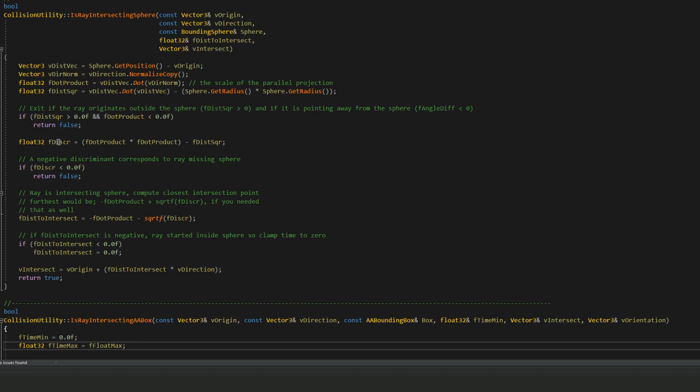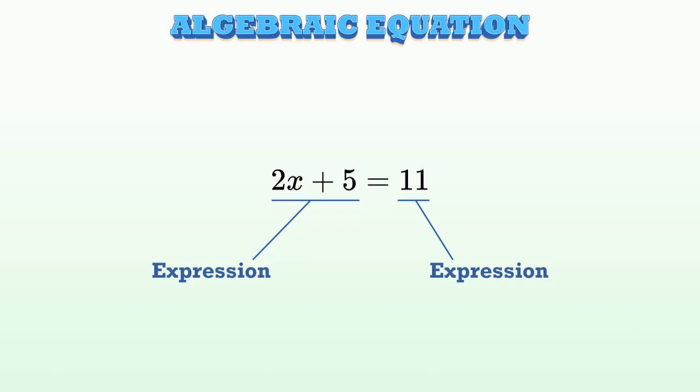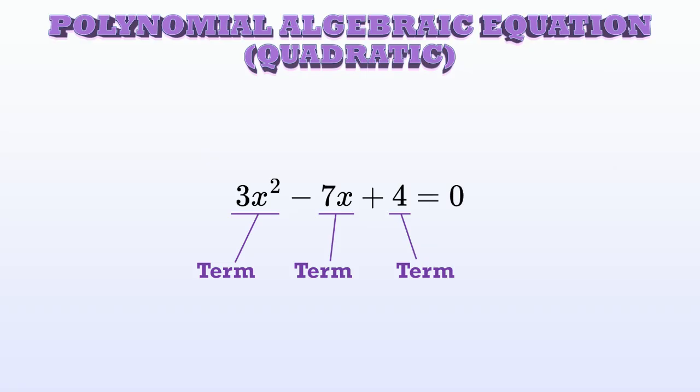To explain the discriminant, we need to go over a bit of math. An algebraic equation is a mathematical statement equating two expressions. A polynomial is an expression with one or more terms, each of which consists of a constant, a number, multiplied by a variable, a letter, raised to a non-negative integer power. A term can also be just a constant, like the 4 in this example.